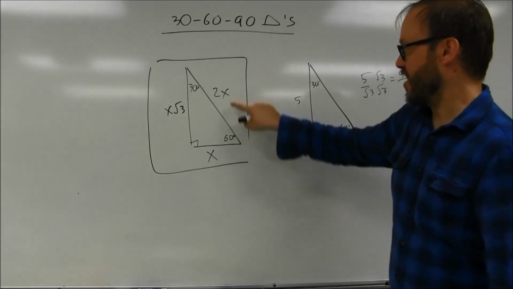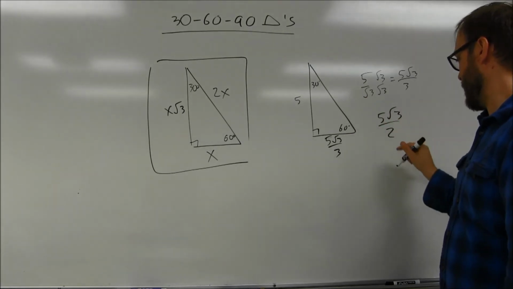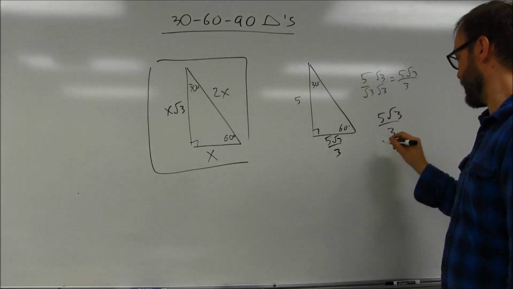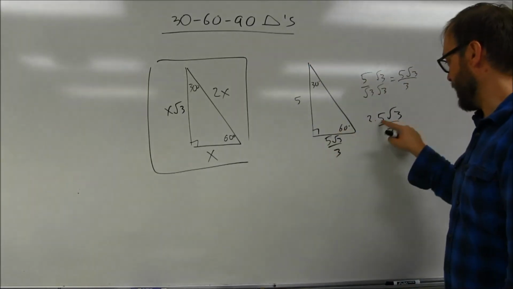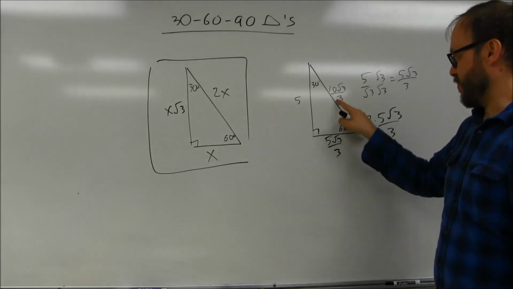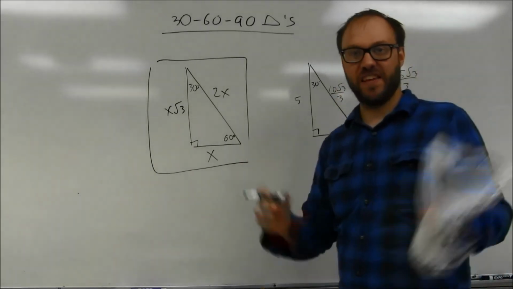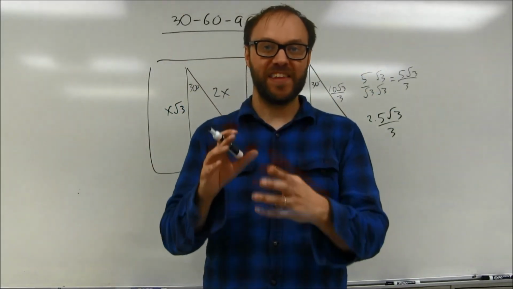Okay? You still double that side to get the other side. 5 radical 3 over 3 multiplied by 2. If you're doubling, 2 is 2 over 1. So the numerator is getting multiplied by 2. That'll give you 10 radical 3 divided by 3. 3 doesn't go into 10, just stays like it is. Okay? So you're going to get some answers that look kind of weird sometimes, but the process is always the same.